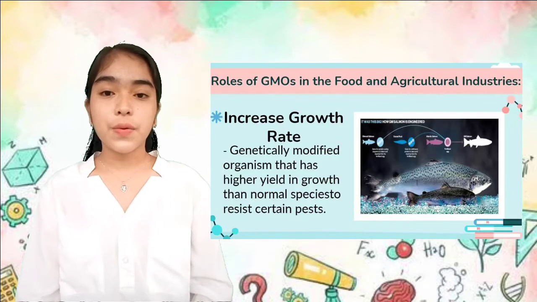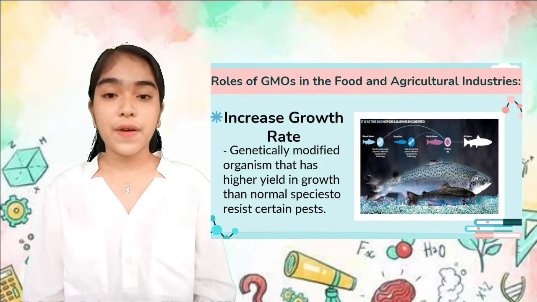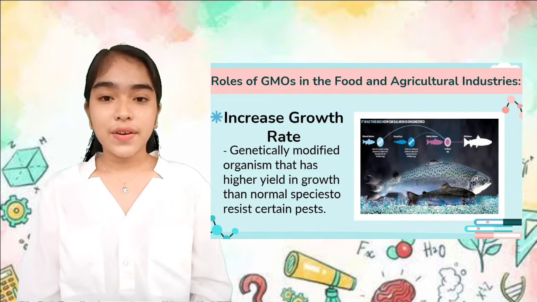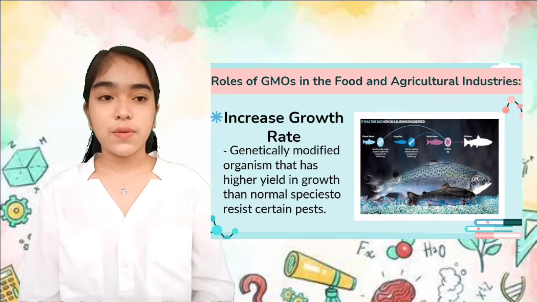The last but definitely not the least is the increased growth rate. So these are genetically modified organisms that have higher yield in growth than normal species. So increasing growth rate is one of the significant roles as to why GMOs kay naa sa atong food industry. Growing plants or vegetables, or it could be fishes or livestock, takes too long sa pagpadako, right? And sometimes pa jud bisag unsaon natag amping naaman jud times nga gamay ang atong yields.